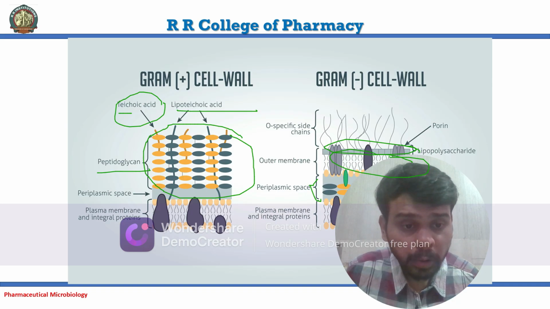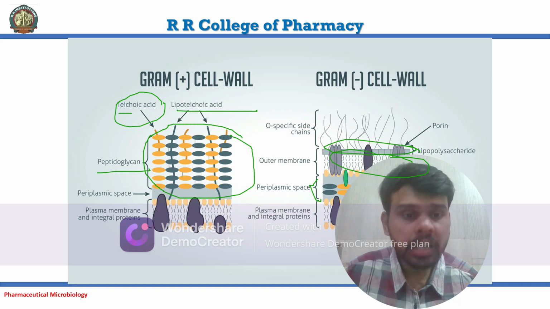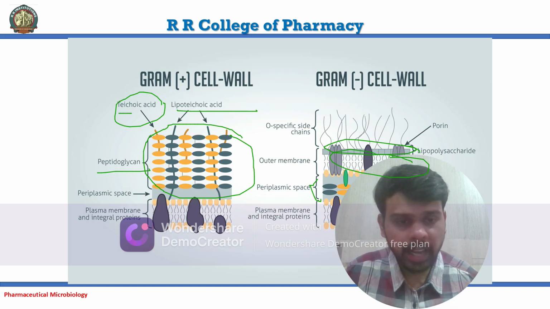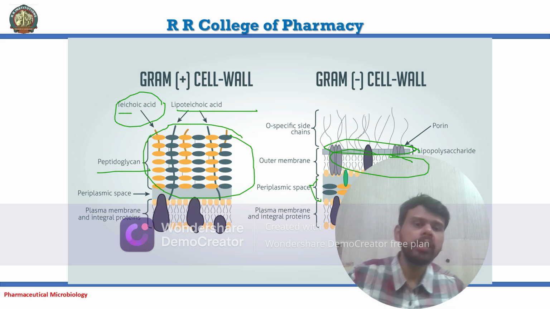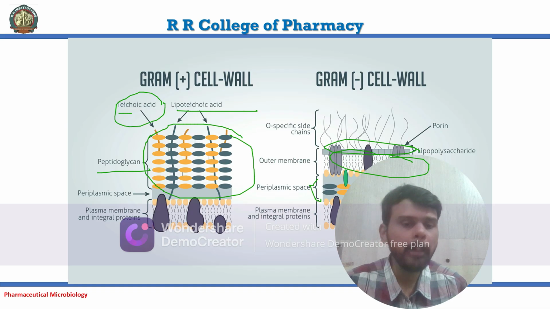In the last step, students, you are going to add the counterstain, that is safranin. Since the crystal violet and iodine complex has been washed off by the alcohol, in the last step you add the safranin. That safranin will turn the gram negative bacteria pink. Okay, so this is how the gram positive and gram negative cell walls get their color.